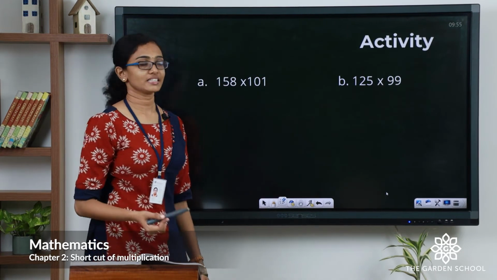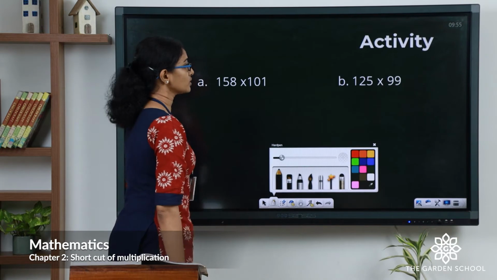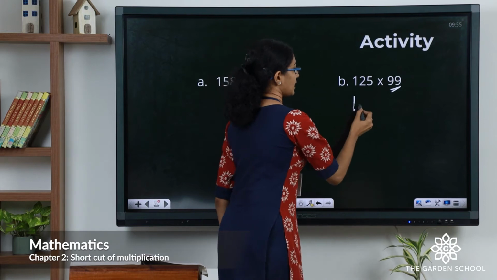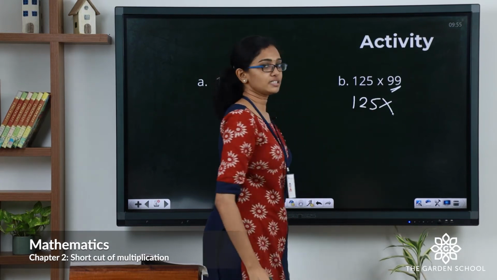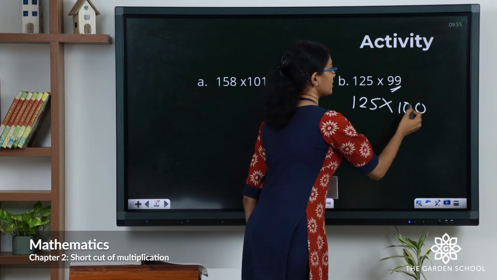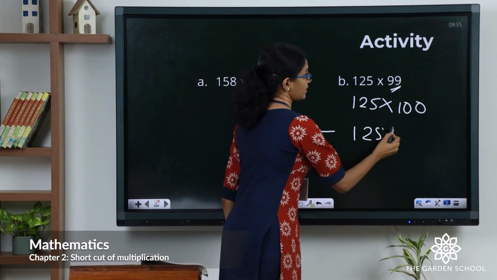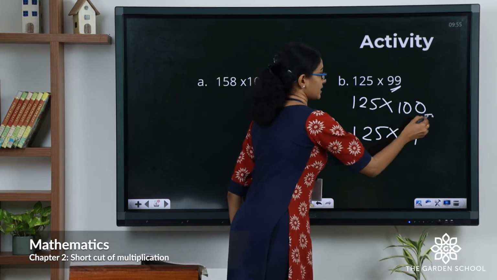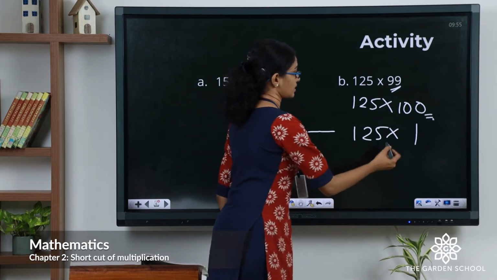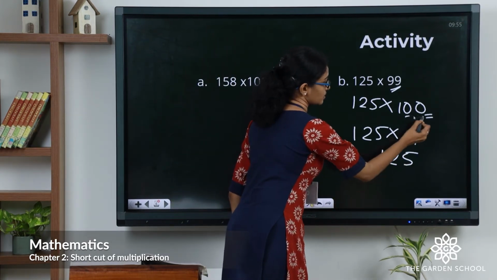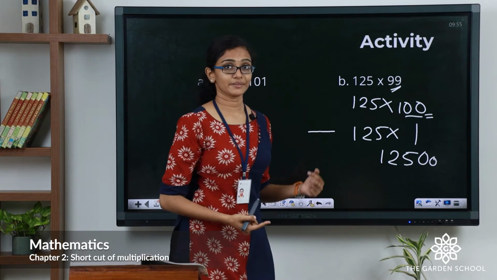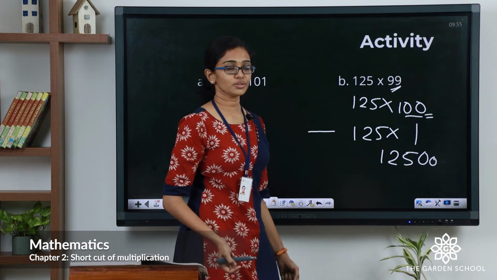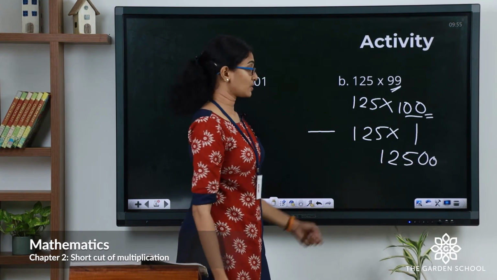Now in the next case, what is the question? 125 into 99. So which is the number that you took here? I'm taking this 99 here, which is 100 minus 1. So I'm rethinking this multiplication as 125 into 100 minus 125 into 1. 99 is 100 minus 1. So again, the product here is 1, 2, 5, then these two zeros. You have already learned how to multiply numbers with tens, hundreds, thousands and so on in lower classes. You just add two zeros from the 100 to the end of the given number.